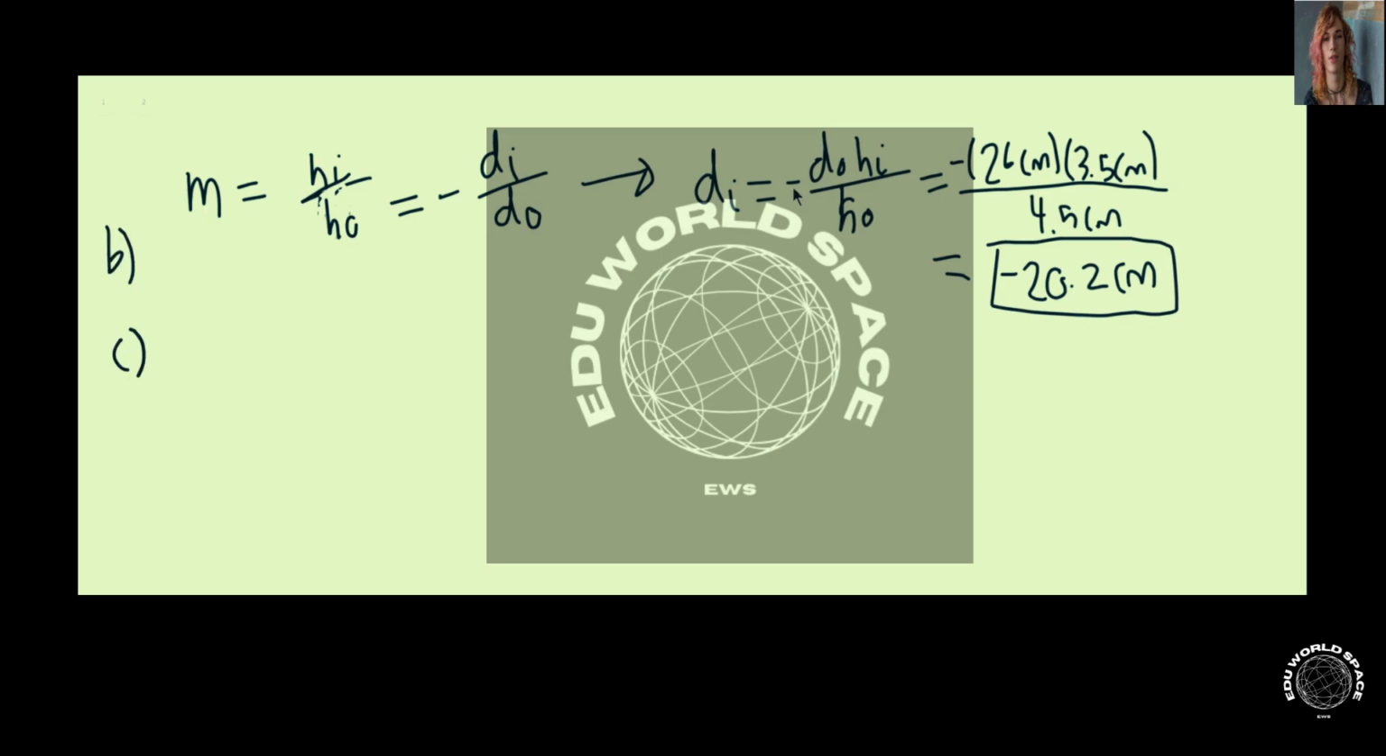Now to find the focal length, we can use the lens equation, also valid for mirrors. 1 over d naught, or do rather, plus 1 over di equals 1 over f. We know di, we know do, so f with a little bit of algebra is d naught times di over d naught plus di. Plugging in our numbers, we end up with negative 90.55 centimeters.